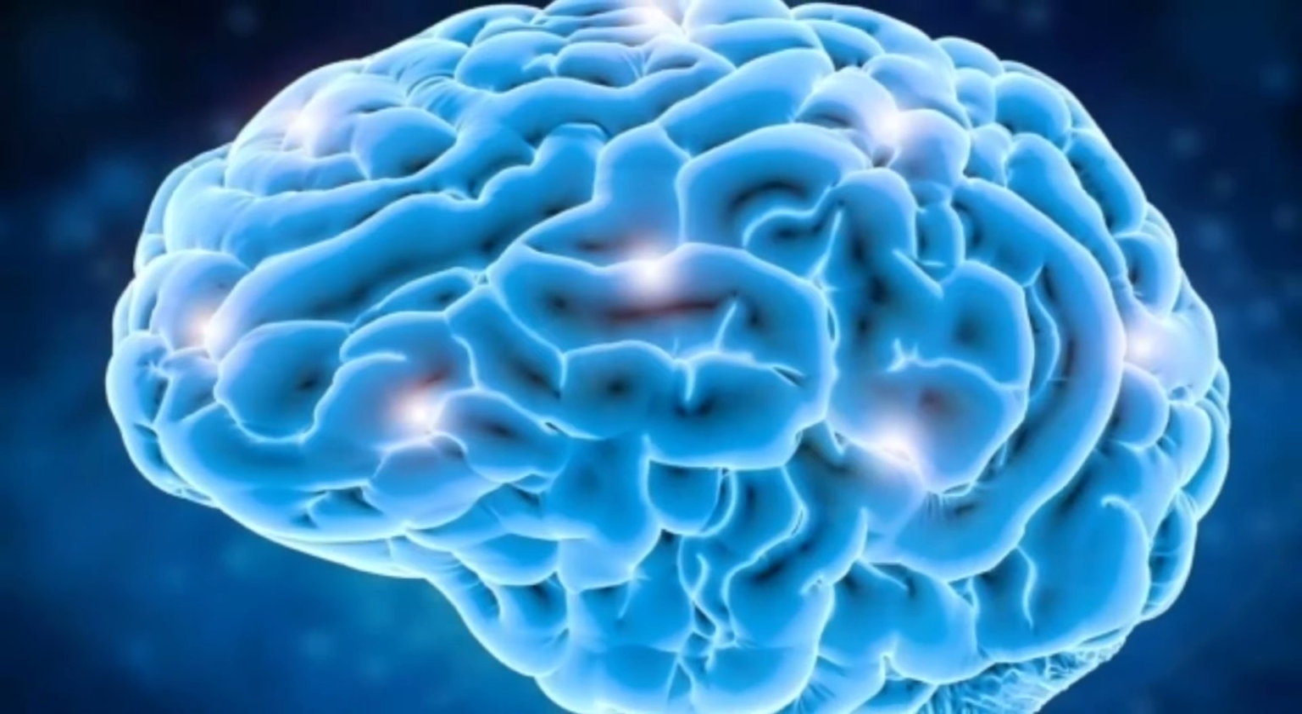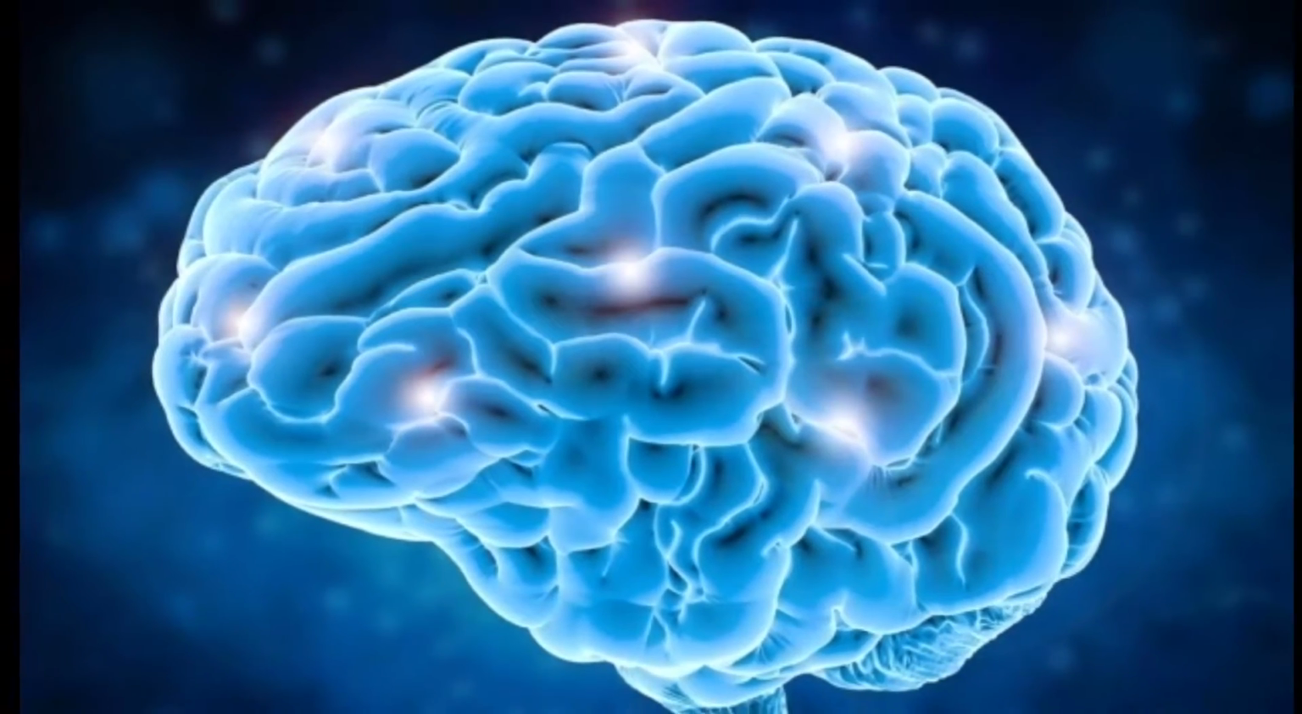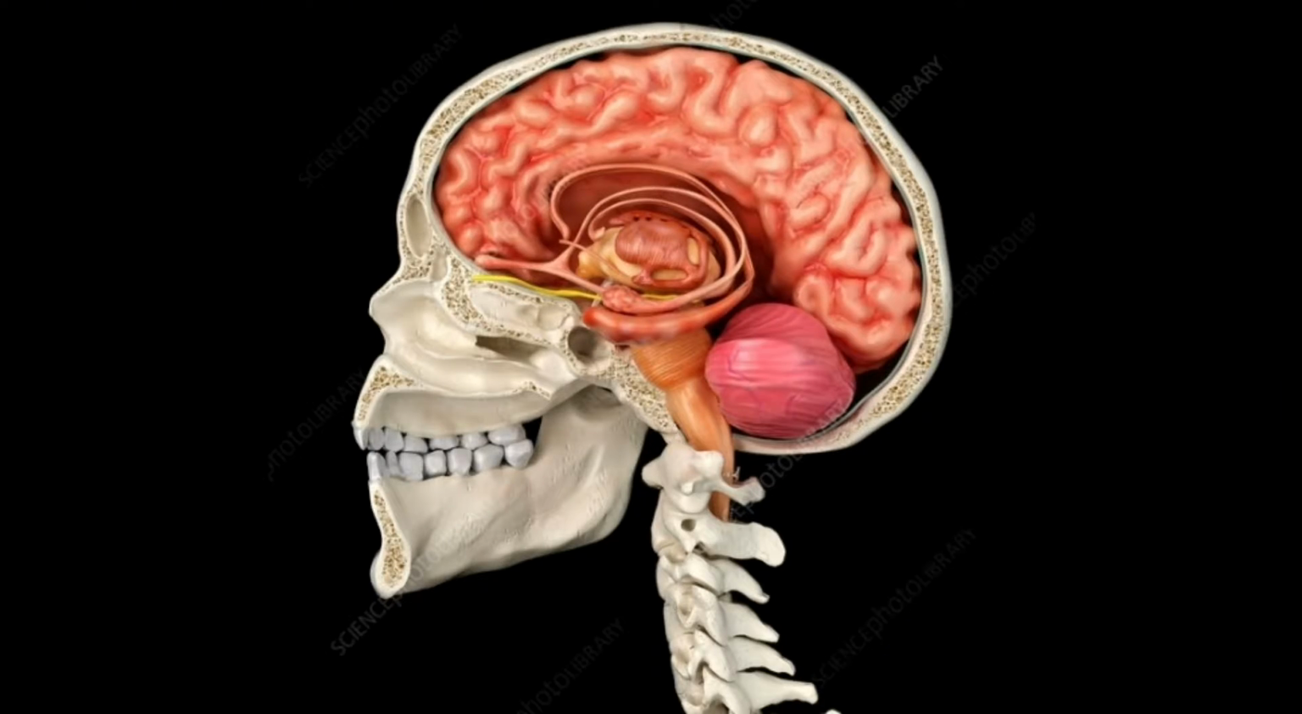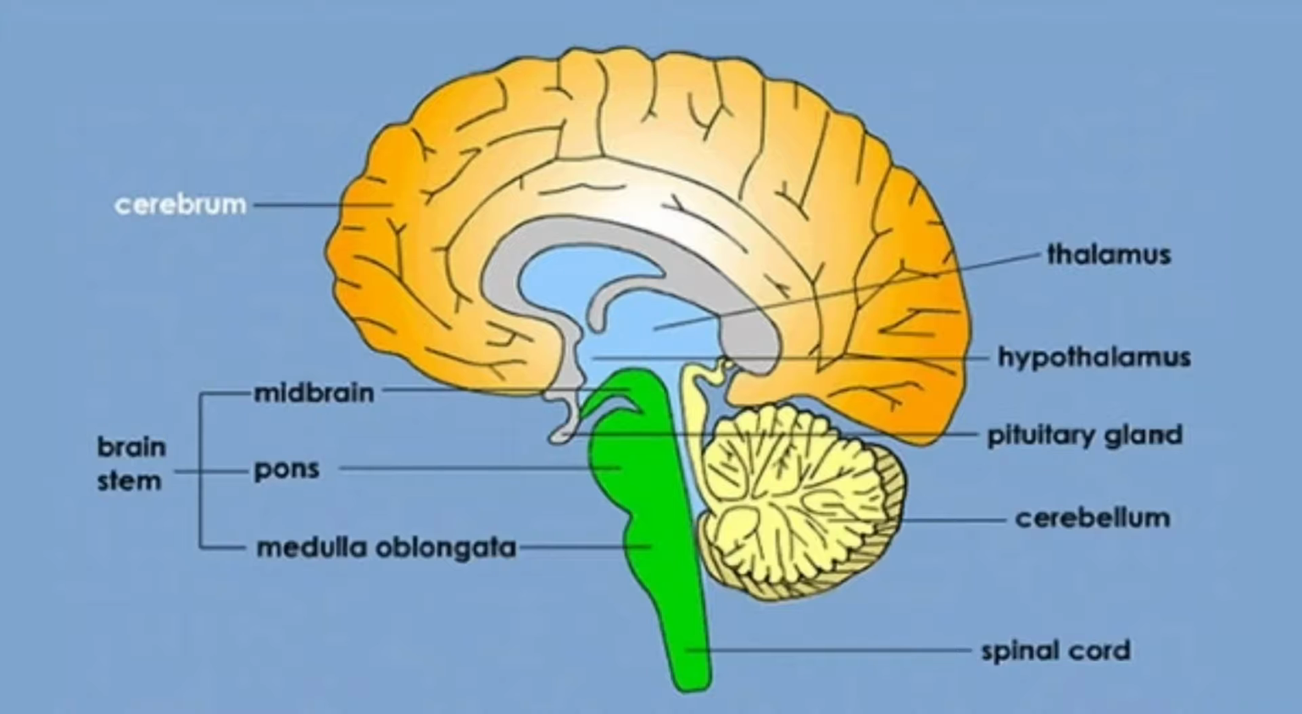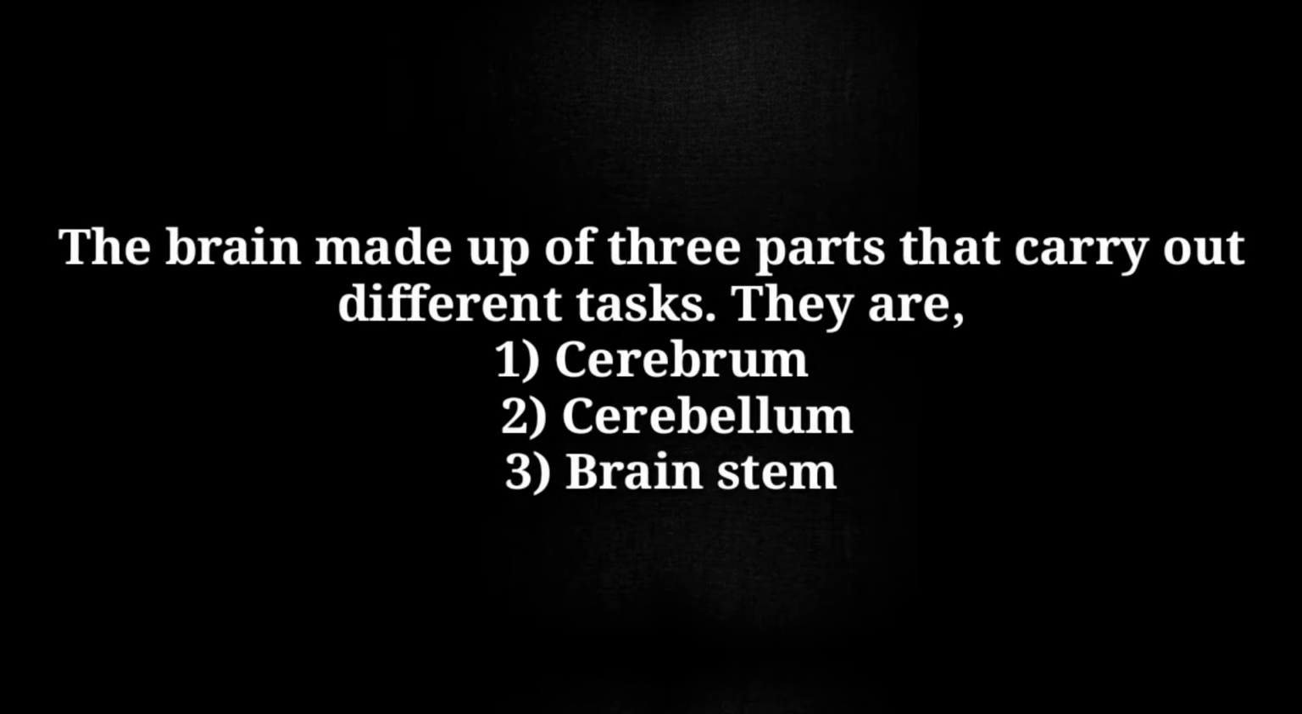Brain. The brain controls everything in the human body. The skull protects the brain. The part of the skull that protects the brain is called the cranium. The brain is made up of three parts that carry out different tasks. They are the cerebrum, the cerebellum, and the brainstem.